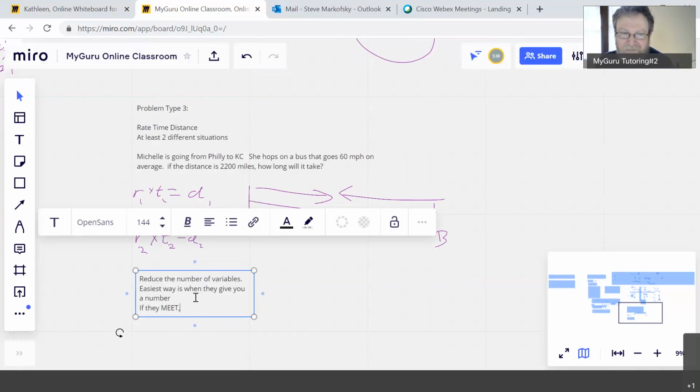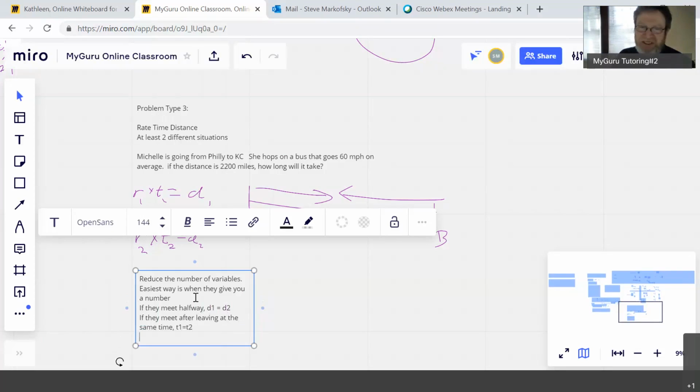If they meet halfway, then distance 1 equals distance 2, right? Definition of halfway. All right, so all of a sudden, instead of having 2 distance variables, we've only got 1. All right. If they meet after leaving at the same time, then time is the same. Then T1 equals T2. All right.